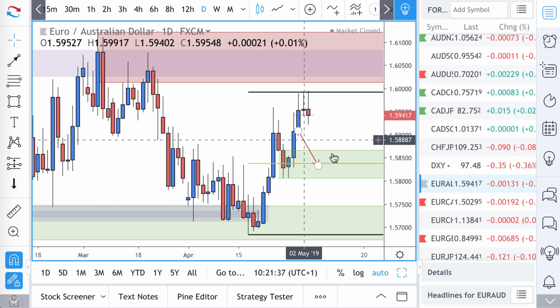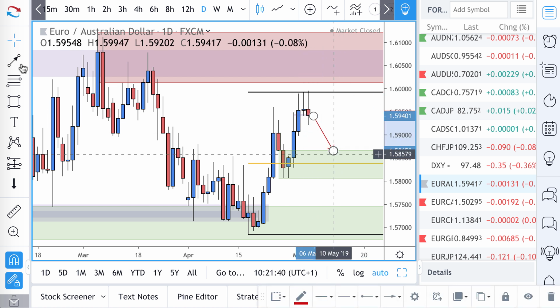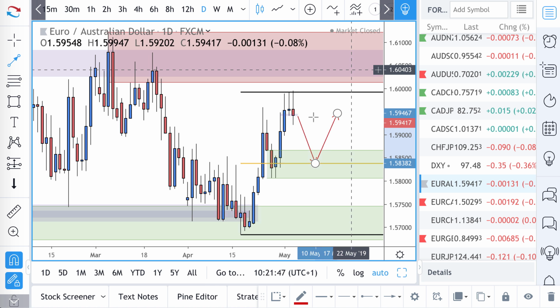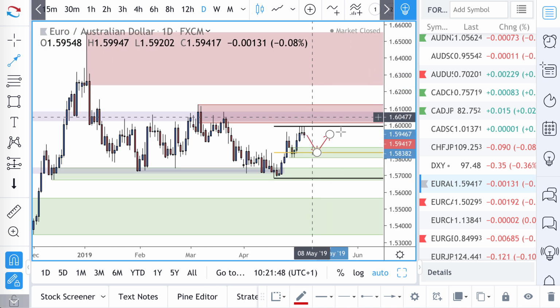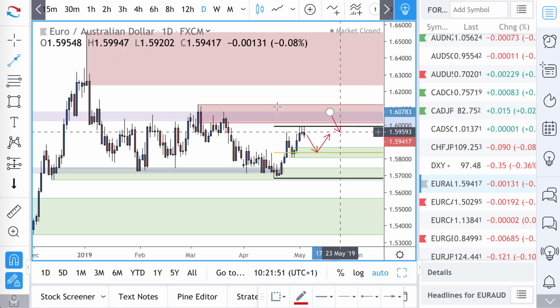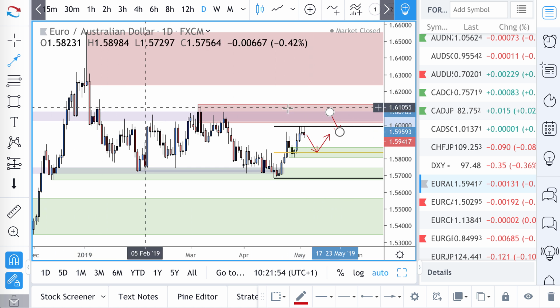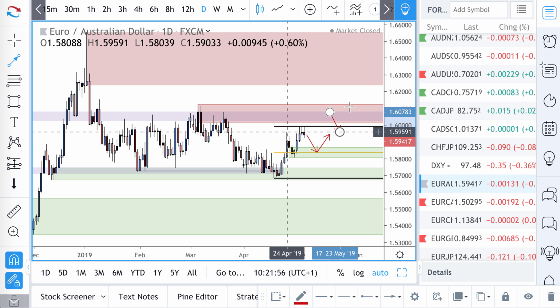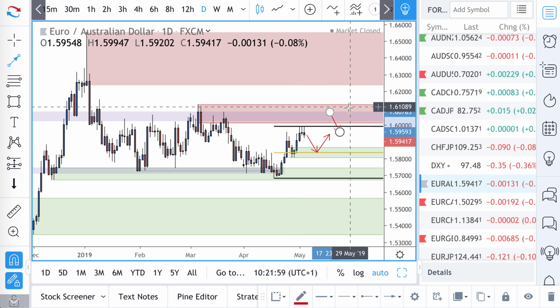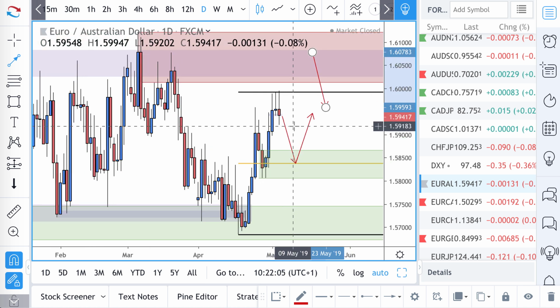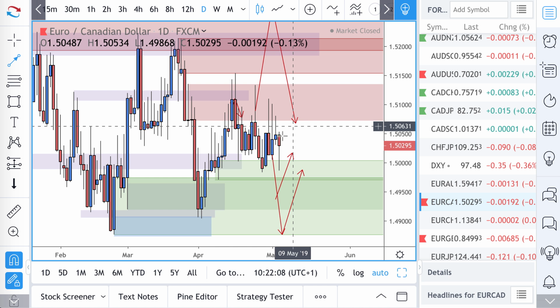Again, if you really want to be a buyer of the euro, then you'd be waiting for prices to pull back into this demand zone before looking at long trades. Looking at short trades, you'd probably be waiting for a bit higher up, to be fair, because this level's been touched several times. I would say the higher level, 1.60 or 1.61, would be the better area to look for short trades if you're looking to buy the Australian dollar.